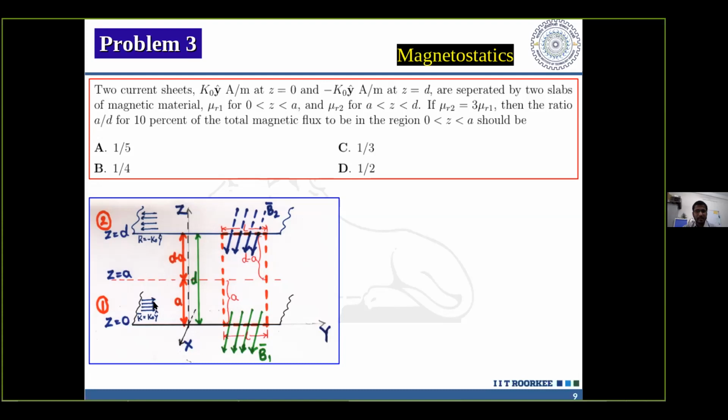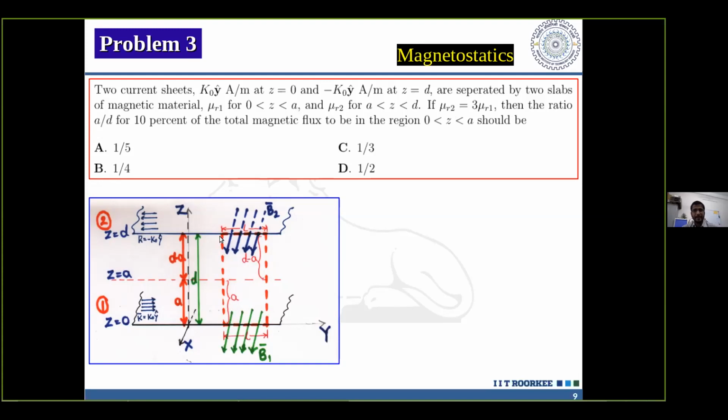Those are separated by this. So now it is a, which has mu r1 permeability for this slab, and in this case it is mu r2. Okay, so how to go about it? I want to find a flux. For that I need to find B, right? Flux is nothing but integration B dot dA, which means I need to find B.